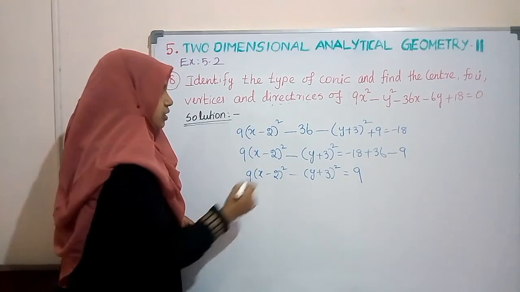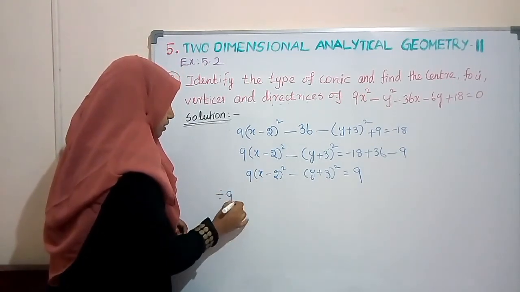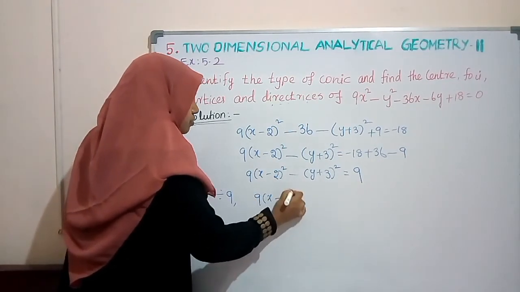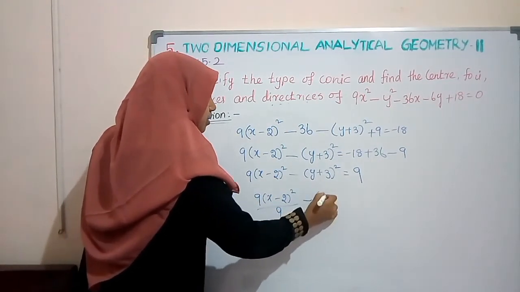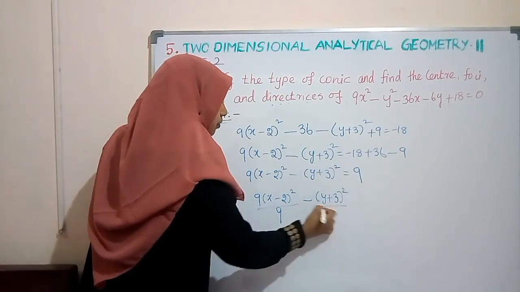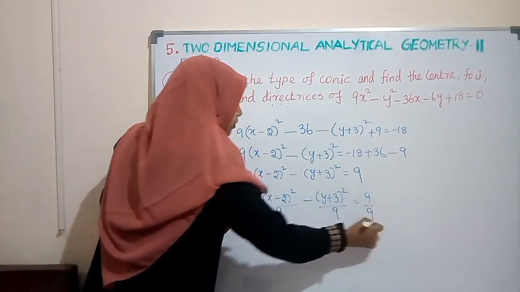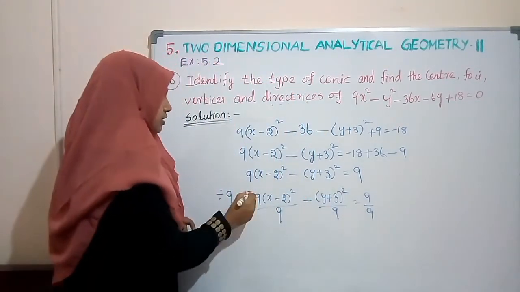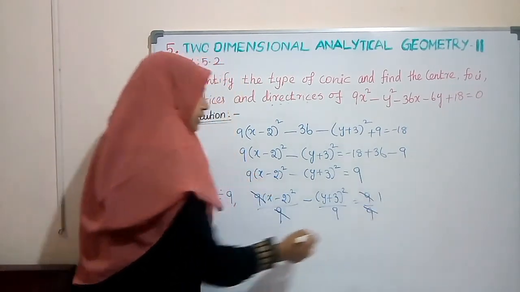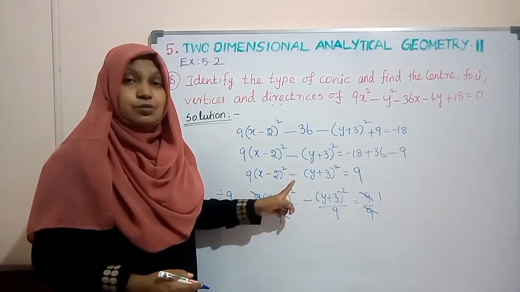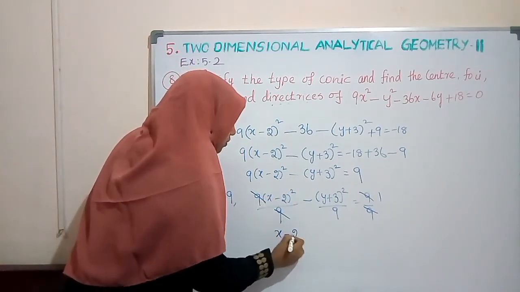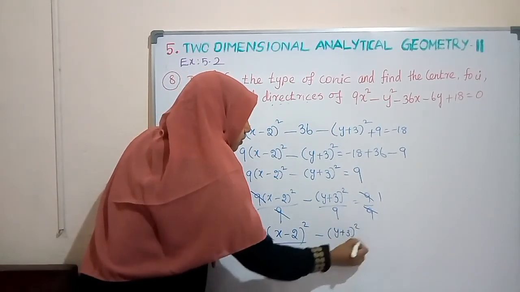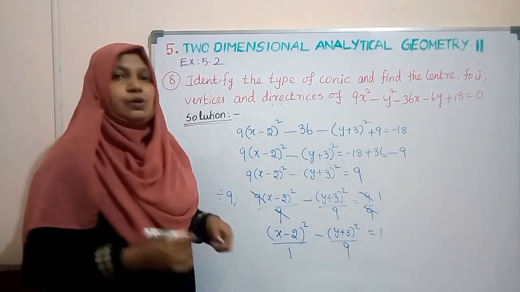Okay. So we have 9 into x minus 2 the whole square minus y plus 3 the whole square is equal to 9. Okay. So once again we can divide this equation with right side constant 9. So we have 9 into x minus 2 the whole square by 9 minus y plus 3 the whole square by 9 is equal to 9 by 9. Okay. Now this 9 get cancelled. Here also the 9 get cancelled. So we have x minus 2 the whole square by 1 minus y plus 3 the whole square by 9 is equal to 1.